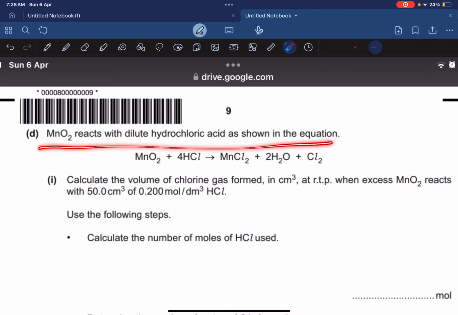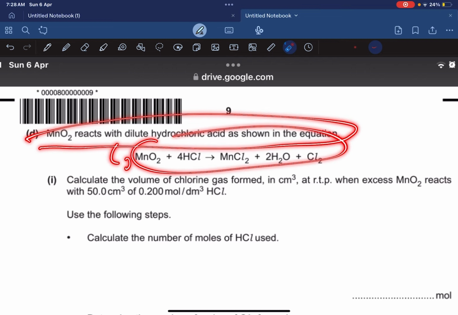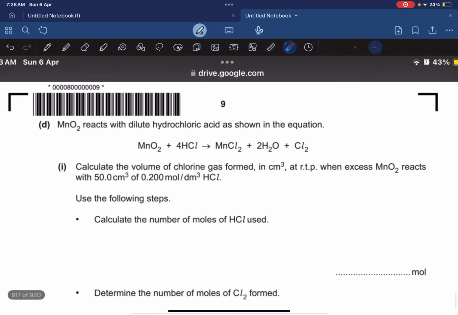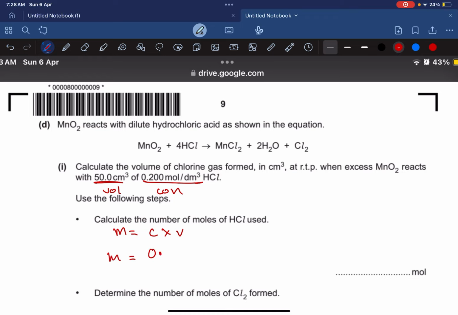MnO2 reacts with dilute hydrochloric acid as shown in this equation. Calculate the volume of chlorine gas formed in cm cube at RTP when excess MnO2 reacts with 50 cm cube of 0.2 mole per dm cube HCl. Use the following steps. Calculate the number of moles of HCl. That's easy. We are given the volume here and the concentration here. So moles is equal to C into V, concentration into volume. Basically, you take the concentration 0.200 multiplied by 50, but this is in cm cube, and you need the volume in dm cube to get the moles. So you divide this 50 by 1000.